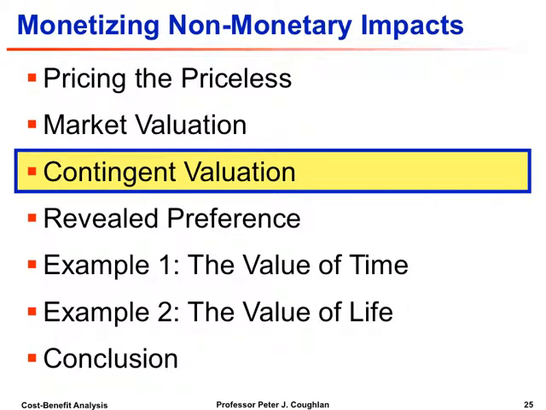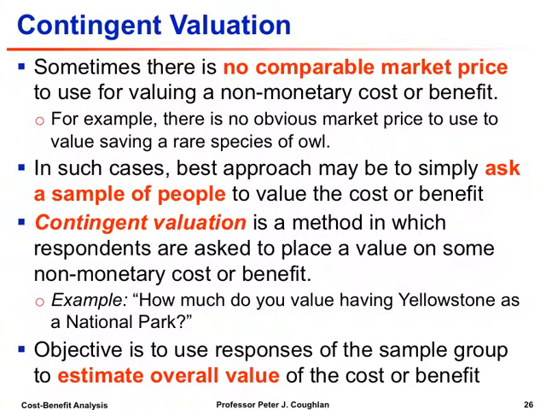So that's market valuation. Those are three different approaches we talked about to market valuation, and they each have their pros and cons. And when you can do that, it's a pretty good approach. Another approach that's used, usually when you can't really get a good market valuation, is contingent valuation. Now, what is contingent valuation? Well, contingent valuation is basically simply asking people, what's it worth to you?